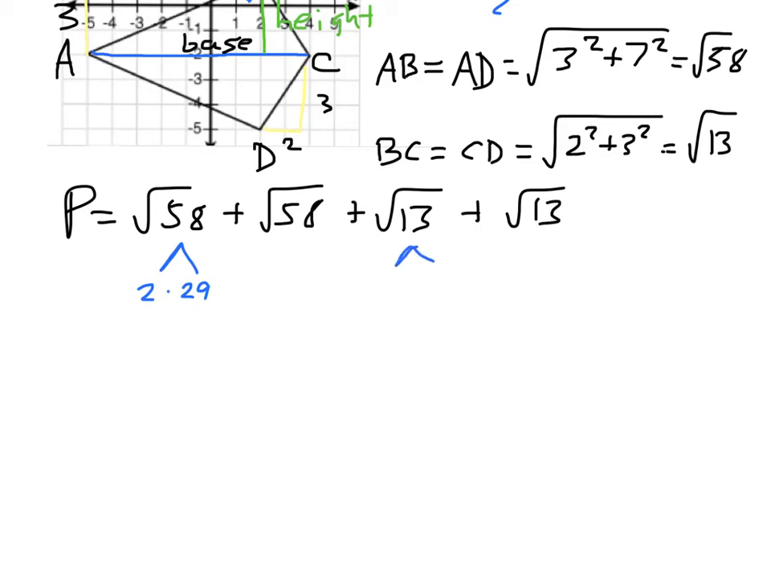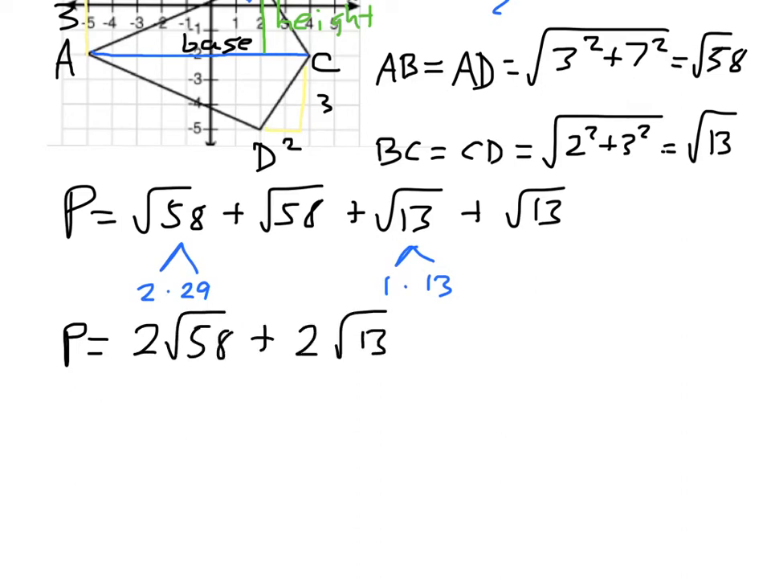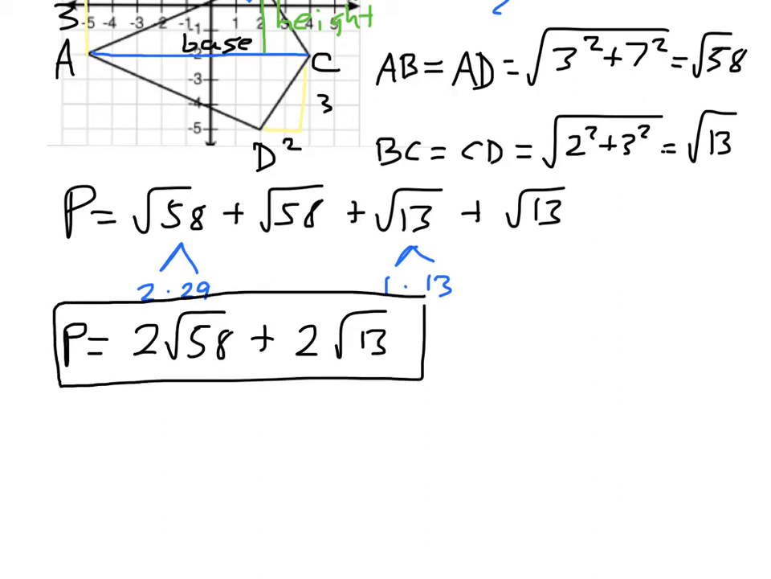I can try to do the same thing for radical 13, but I'm not going to find any number except for 1 and 13 that multiply to make 13. 13 is a prime number. So in this case, there's no way to break down the radicals, but I can simplify them together by saying that there are 2 radical 58s and there are 2 radical 13s for the total perimeter. And that's in simplest radical form.